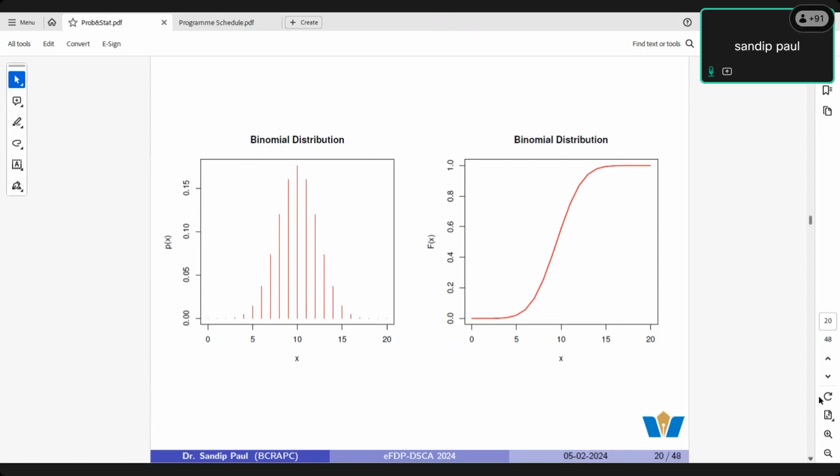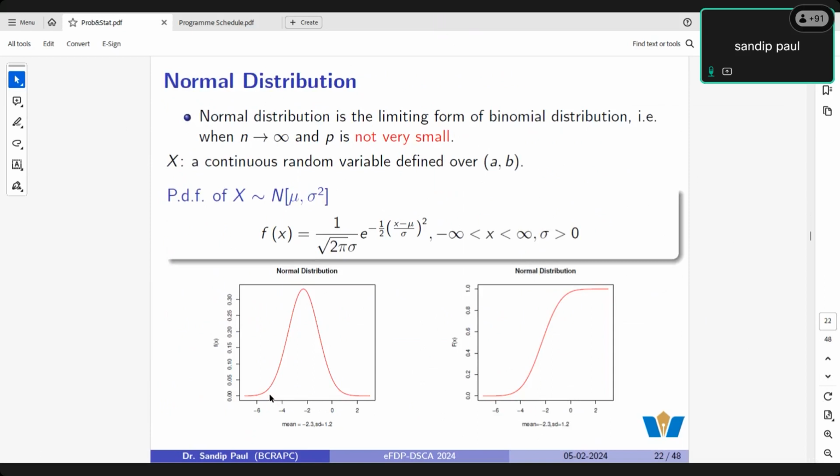So if we increase the value of n up to infinity, in that case the random variable will follow the normal distribution. So for example, if we toss a coin an infinite number of times, it will follow the normal distribution. Or if we consider the height of persons from the entire world, it will follow the normal distribution.